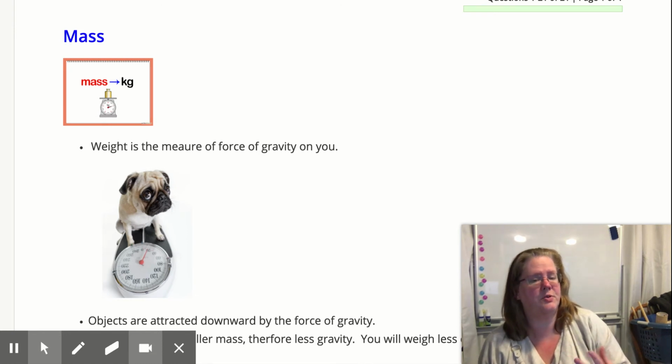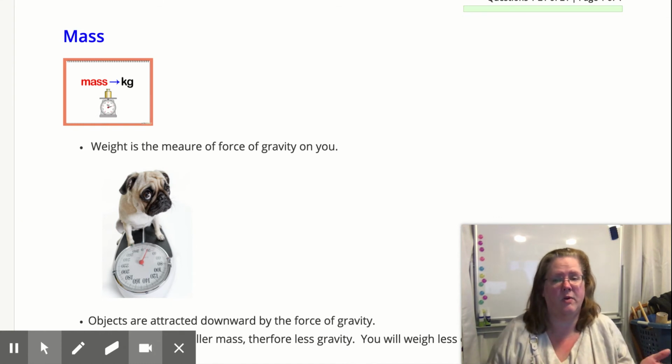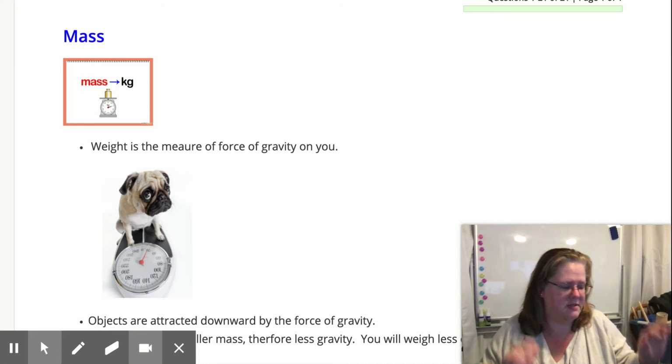But mass has to do with how much is packed inside of us or inside of an object. And mass is consistent no matter where you are, whether you're on the moon or Mars or the Earth, your mass stays the same. So, science likes to use mass because it's consistent if I'm on the space station or if I'm on Earth or if I'm on the moon, it's all the same.